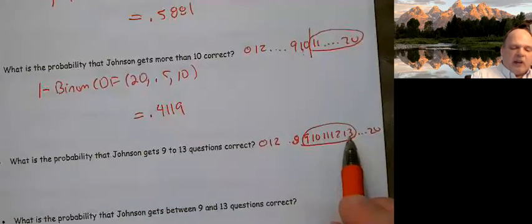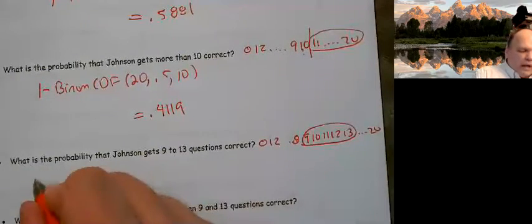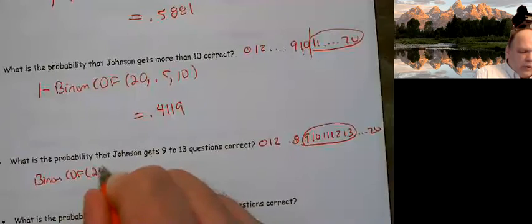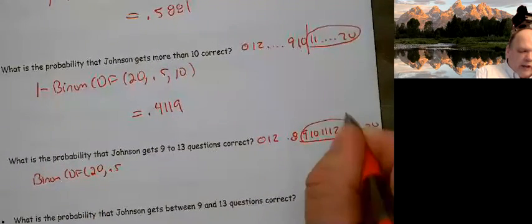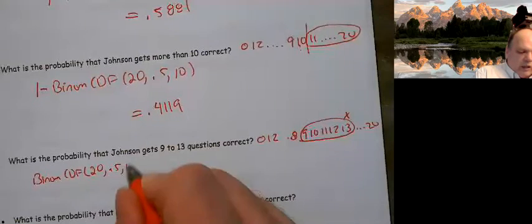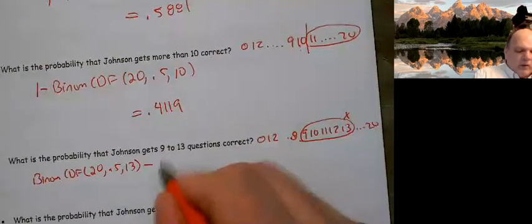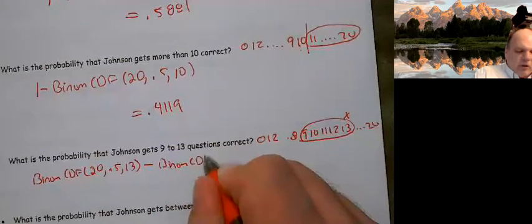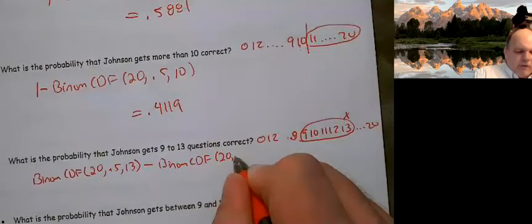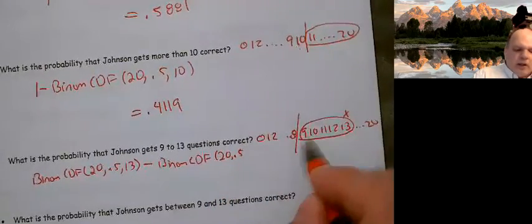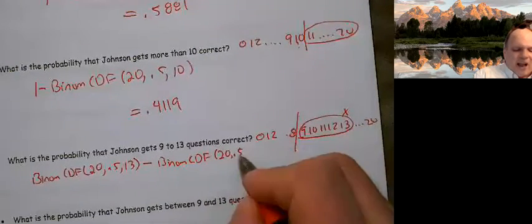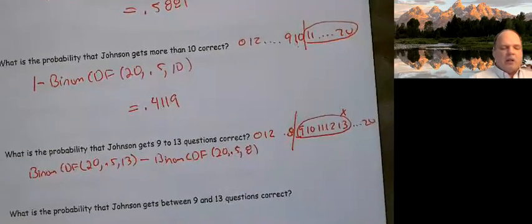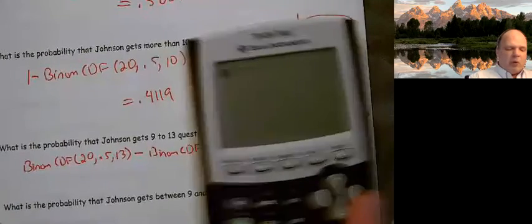So I'm going to take this top value, which is binom CDF, trials 20, 0.5. This is going to be my first X is 13. I always take my larger X minus the binom CDF, because I have to subtract out what I don't want. Trials 20, 0.5. I want 9, so I can't subtract it out. I have to subtract the value below it, which happens to be 8. So here we go. This one requires a little bit more work.